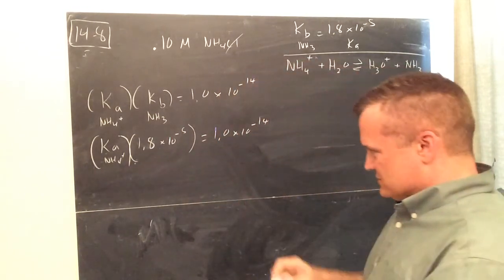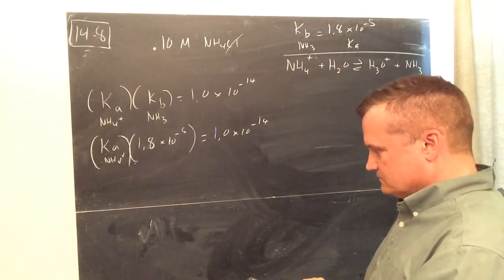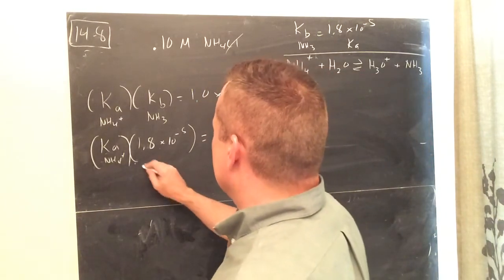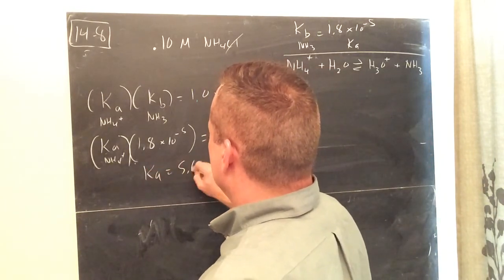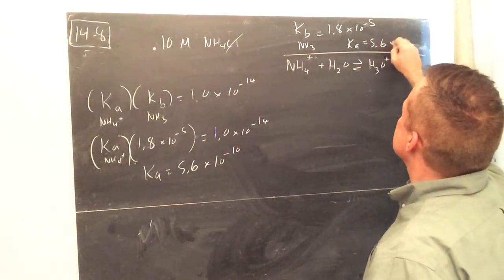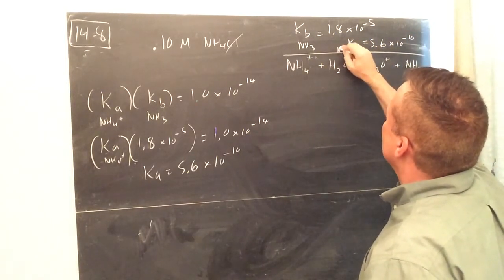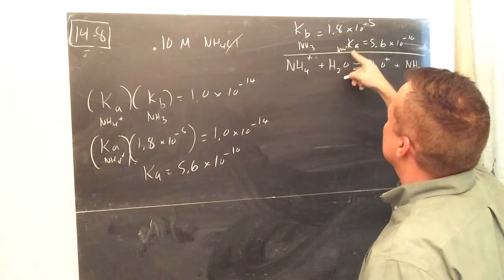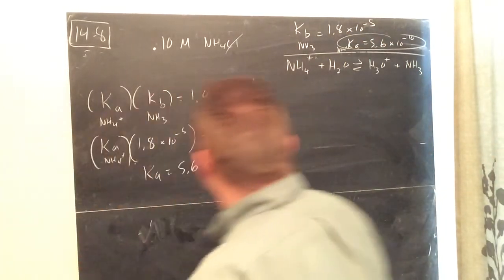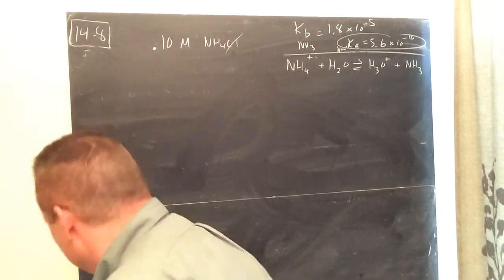Now, just divide that out. 1 times 10 to the negative 14, divided by 1.8 times 10 to the negative 5, equals 5.6 times 10 to the negative 10. That's the Ka for NH4 plus, and that's what I'm going to use. Now, I'll do the ICE box super fast, but it's the same deal.